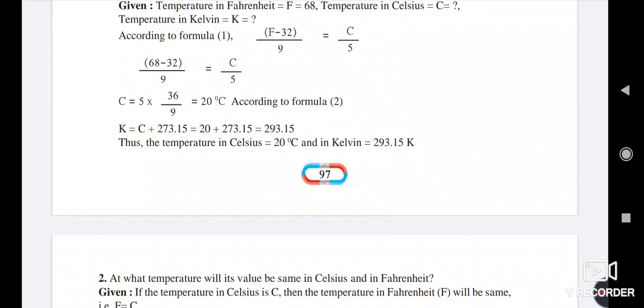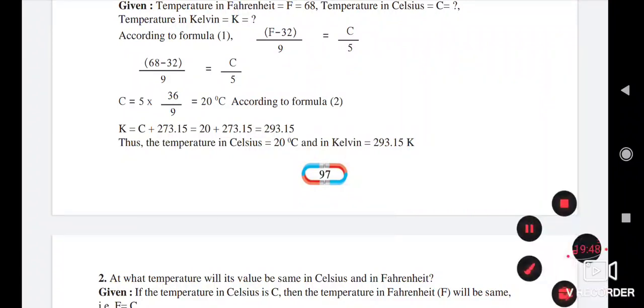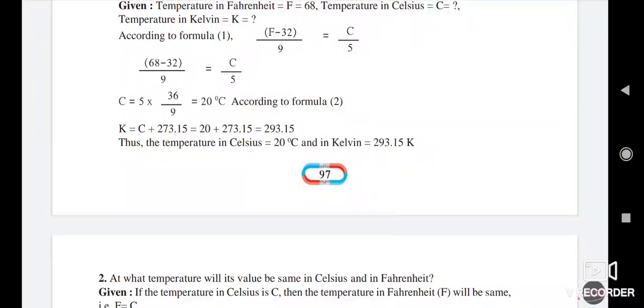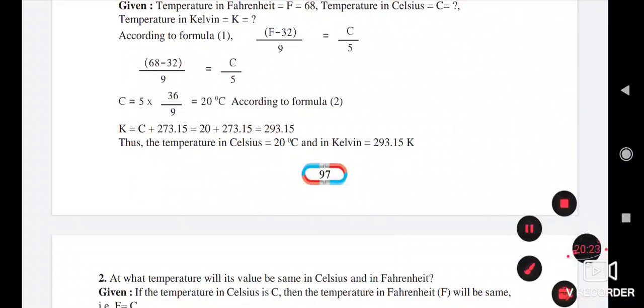In the next lecture we will further study the equipment, that is the thermometer, and the calculations of specific heat of different metals, and calculate in SI measurement and CGS measurement with an example and formula. Thank you.